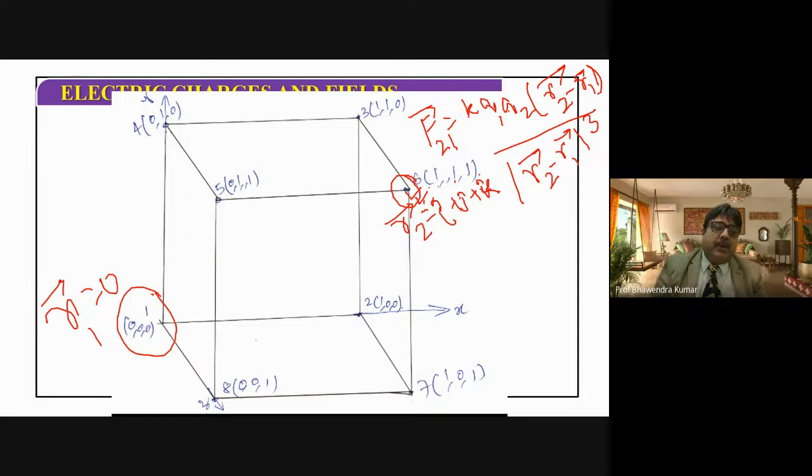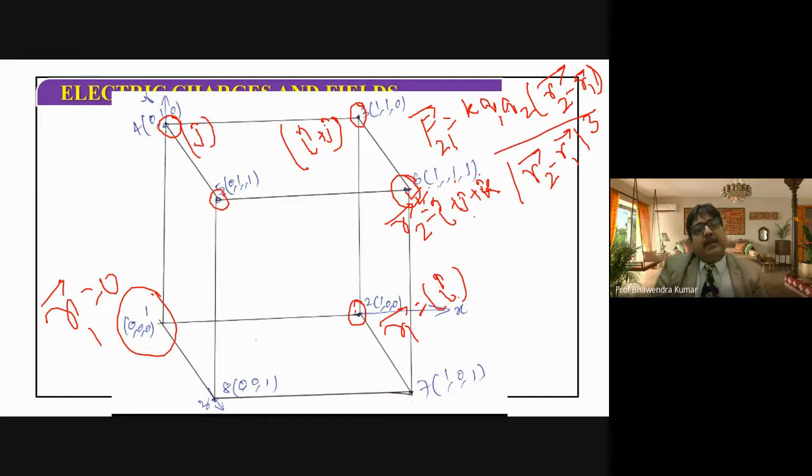Similarly, if I'm talking about charge between 2 and 6, R2 will remain the same. R1 will become now what? I. Do you understand it? If I'm talking about charge at corner 3, R1 will become what? I plus J. If I'm talking about charge at point number 4, R1 will become what? J. If I'm talking about charge at point 5, it will become J plus K. Do you understand how to proceed? So please solve it.